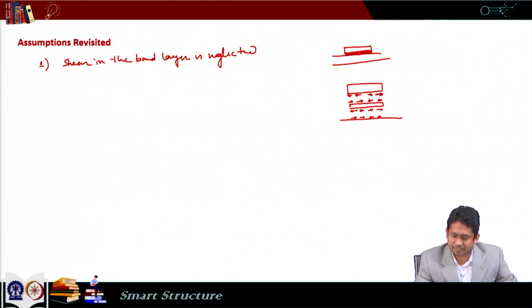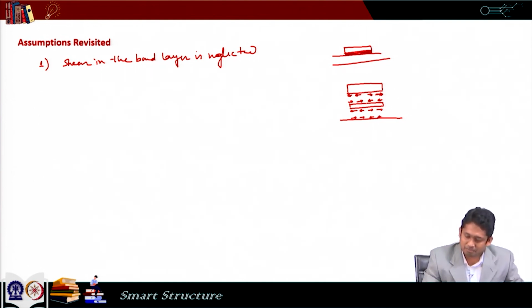Now, the effect of the shear on this bond layer has been neglected. In fact, in all these analyses we did not consider the bond layer at all, because it is quite thin compared to the piezo or the beam. Even if we consider the bond, our analysis technique will let us consider it only for its extensional and bending stiffness, but not for this shear effect.